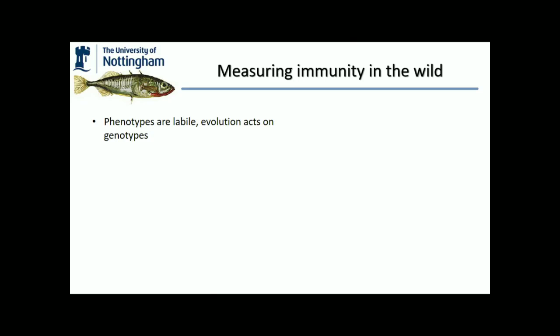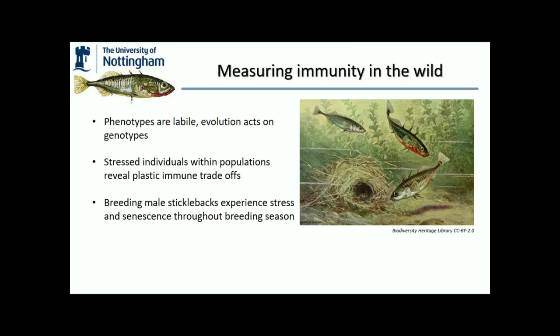Something we really wanted to get to grips with in this study was the issue of measuring immunity in the wild, the fact that phenotypes are labile and can be controlled by so many things. So we wanted to try and separate what was happening in a plastic sense from what was happening in a genetically determined sense. To do this, we incorporated an aspect where we looked at stressed individuals relative to less stressed individuals. In this system, that turned out to be breeding males.